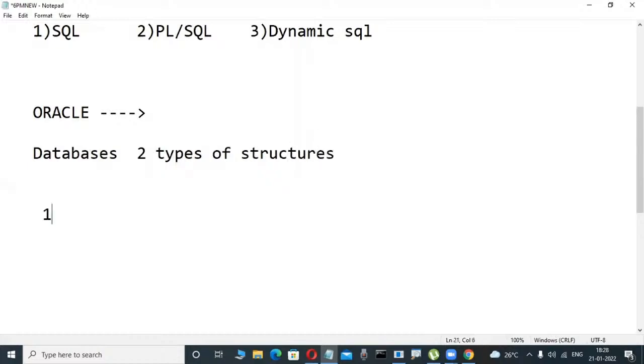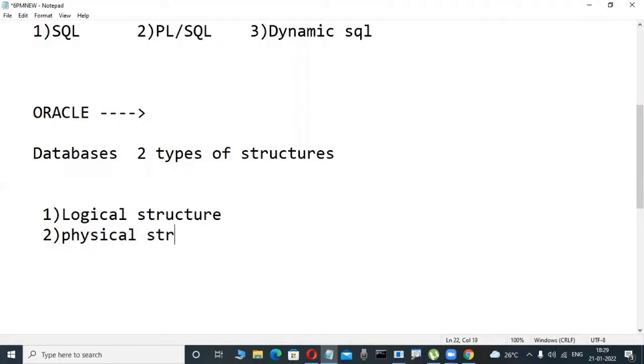Anybody having an idea? Suppose you are taking Oracle, SQL Server, MySQL, DB2, any relational database software you are installing in your system, two types of structures are there. One is the logical structure. Database means it is a place where we can store structure. Another one is the physical structure.